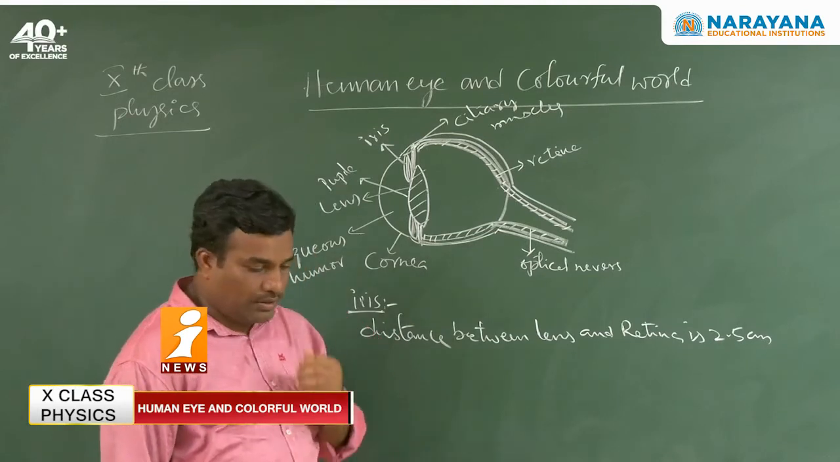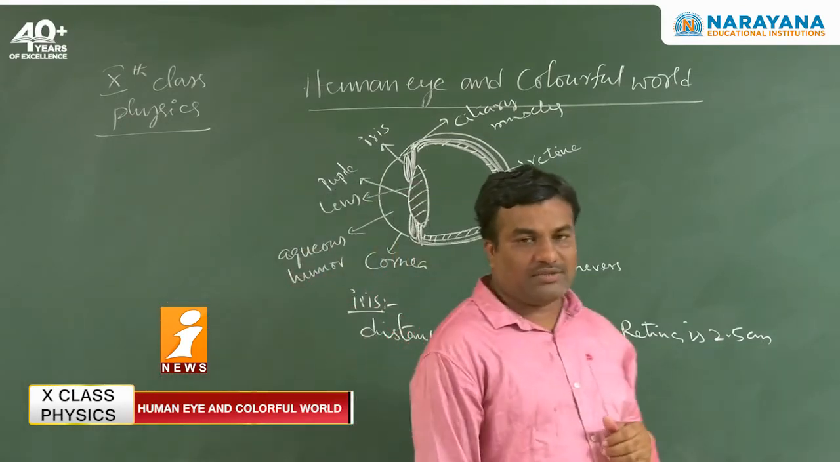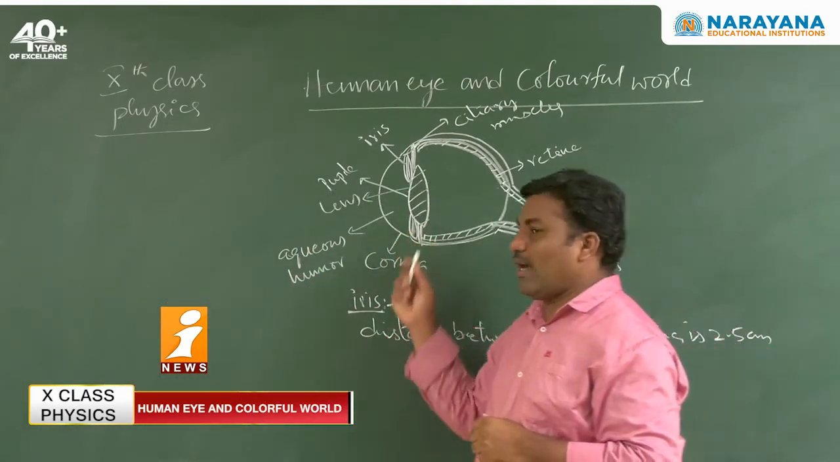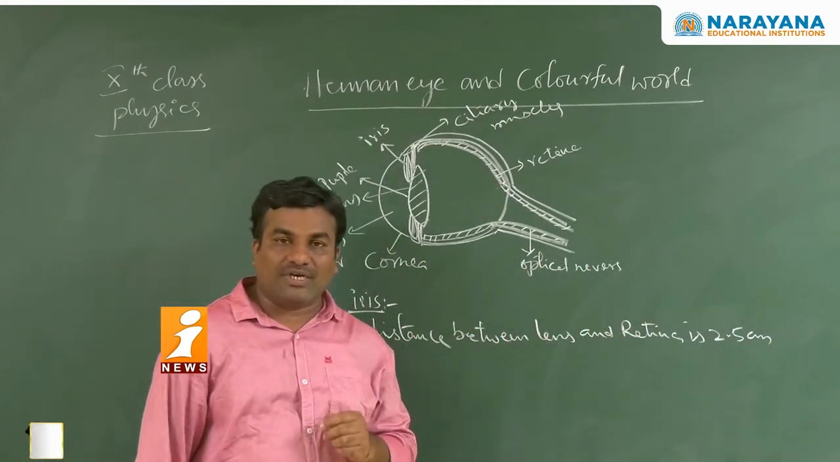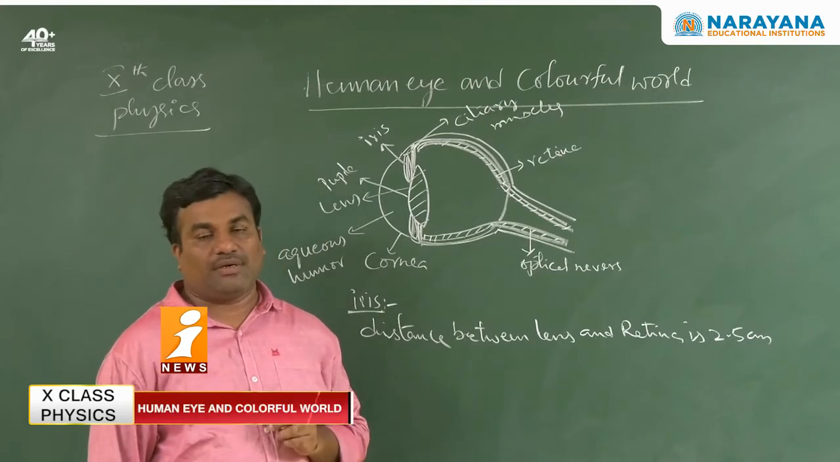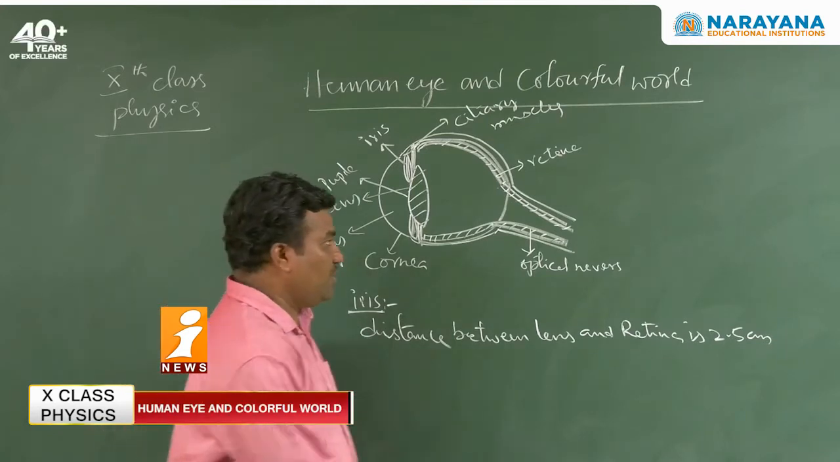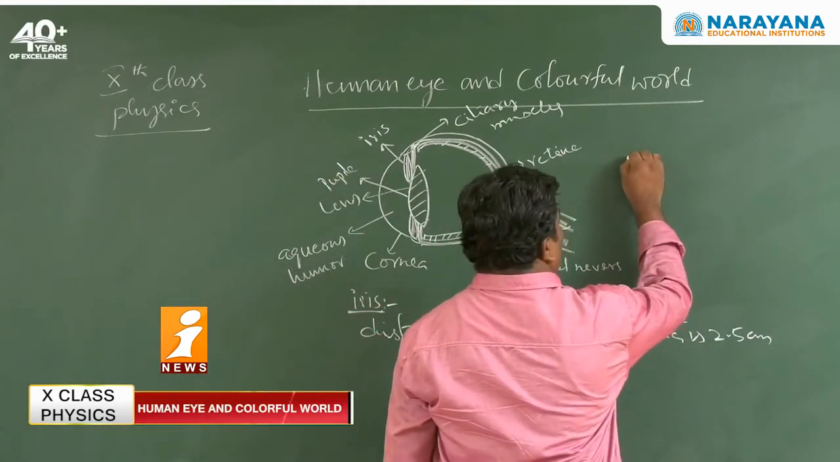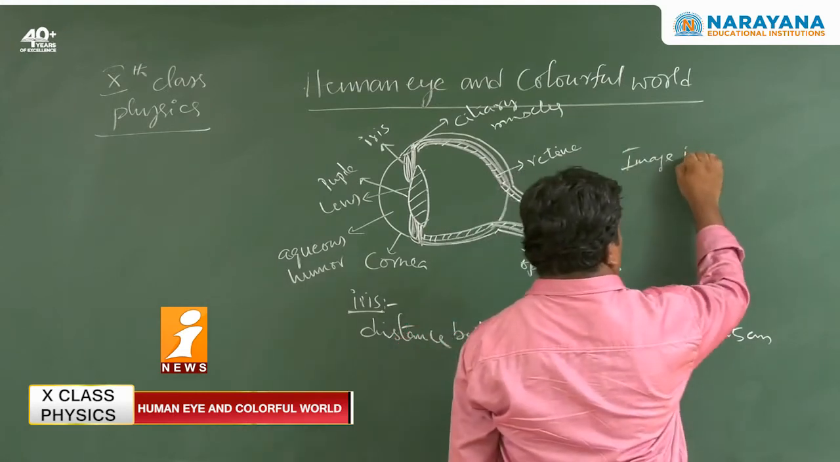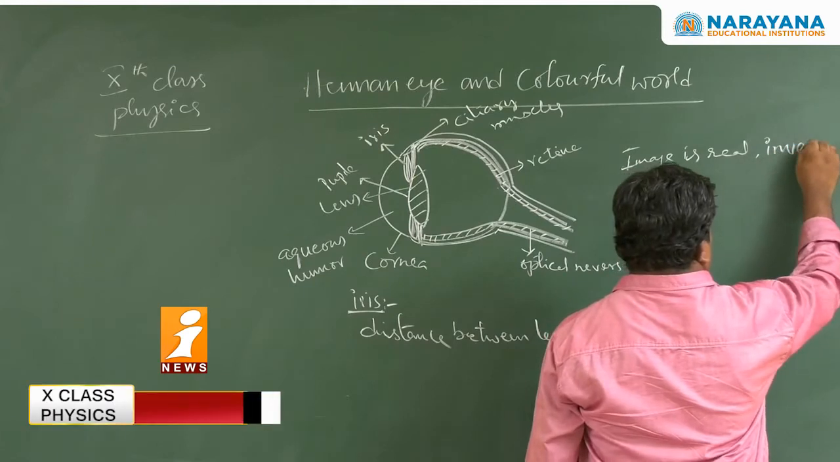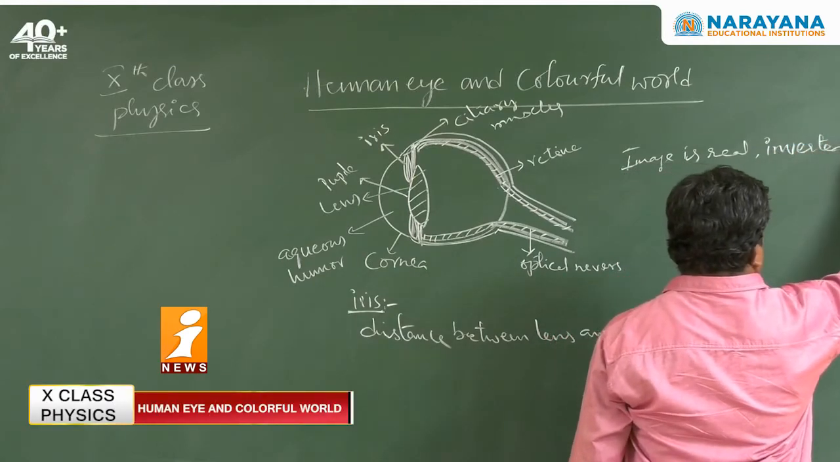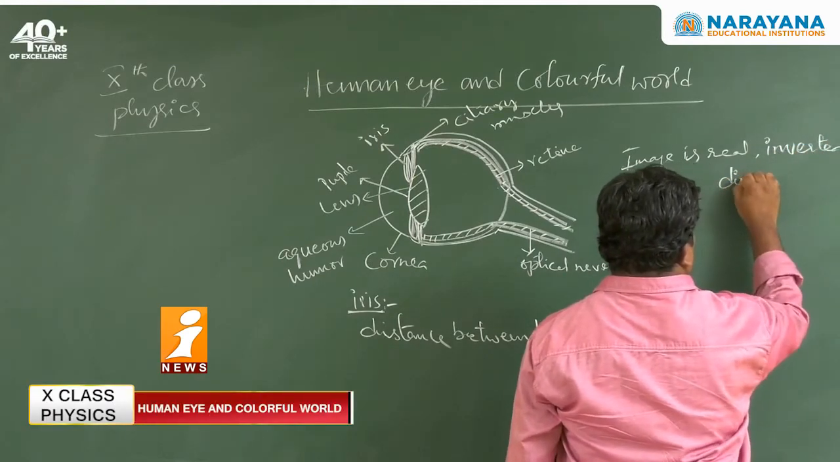Next we discuss the image formed by the eye lens. The eye lens always forms a real, inverted and diminished image. So the eye image is real, inverted and diminished.